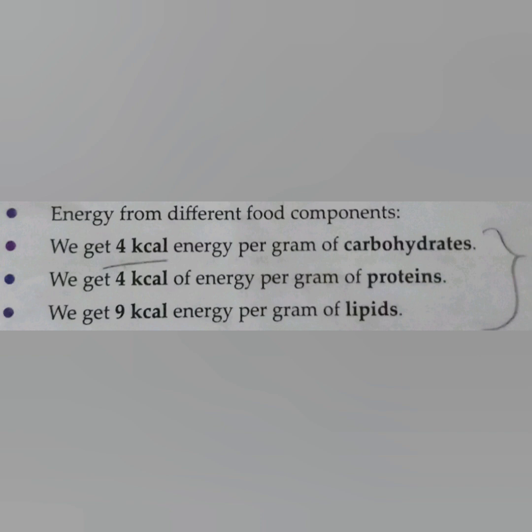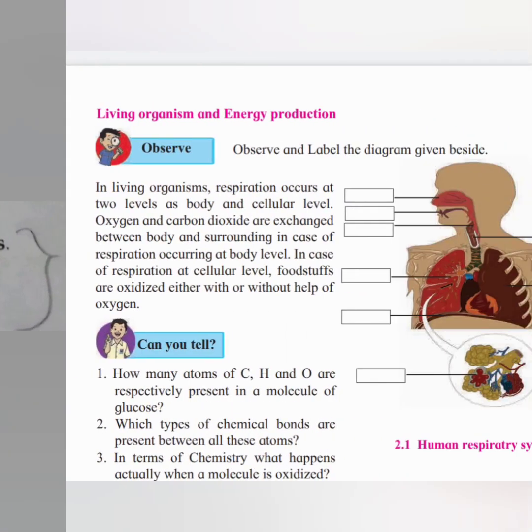We get 4 kilocalories of energy per gram of carbohydrates. We get 4 kilocalories of energy per gram of proteins and we get 9 kilocalories of energy per gram of lipids.